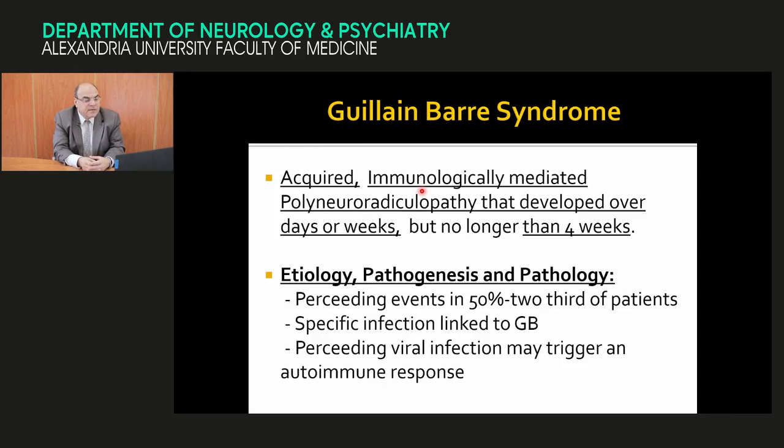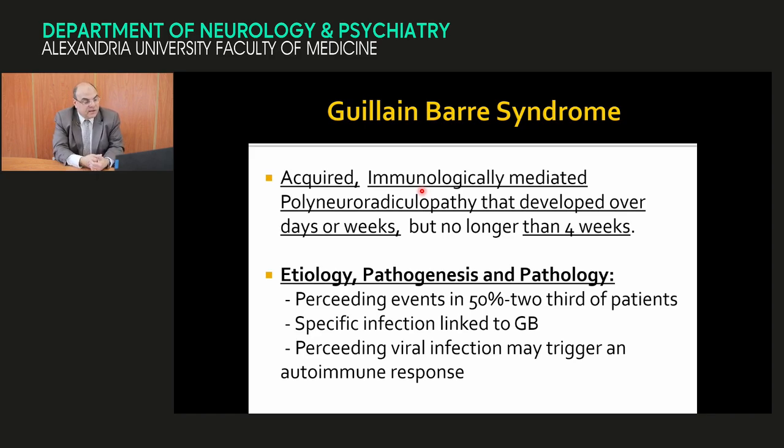But no longer than 4 weeks, because if the progression extends more than 4 weeks, this is no more acute, it becomes chronic. So it is no more an acute inflammatory polyneuropathy, but it is a chronic variant. So this is what we mean by acquired immunologically mediated polyradiculoneuropathy that develops over days or weeks, but no longer than 4 weeks. If we talk about the etiology, pathology, and pathogenesis, we already gave some points.